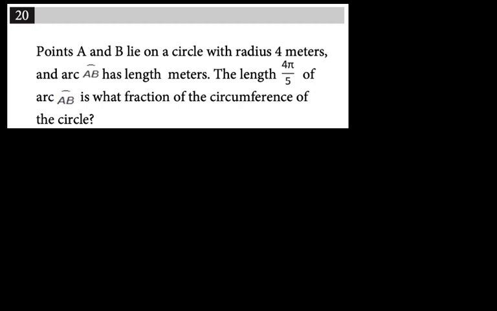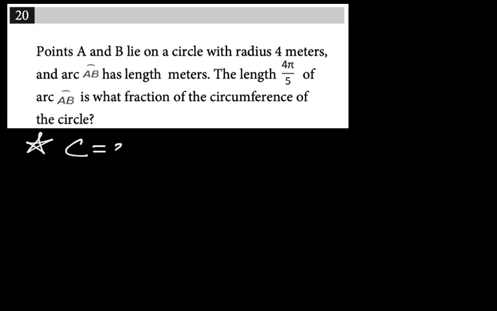All right, points A and B lie on a circle with radius 4 meters. Arc AB has length, it seemed like they were going to put a number there, but it's just length in meters. The length 4 pi over 5 meters of arc AB is what fraction of the circumference of the circle? I don't know if this also has a typo in it somewhere, but it's doable the way that it is. So we need to know what circumference is.